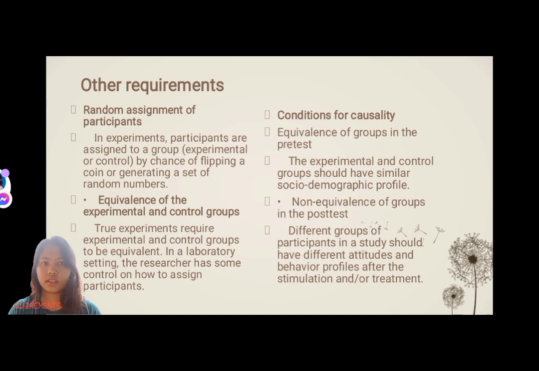Other requirements. Random assignment of participants. In an experiment, participants are assigned to a group, experimental or control, by chance, such as flipping a coin or generating a set of random numbers. The assignment of group is not based on the preference of the researcher or the participant. It is simply a matter of probability.